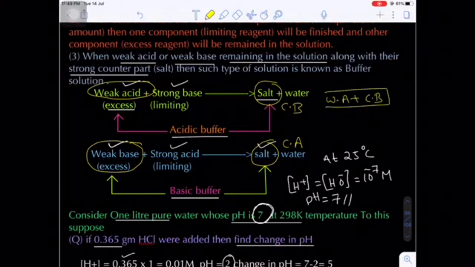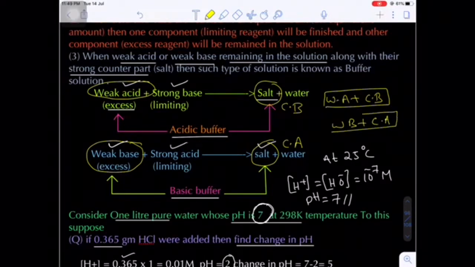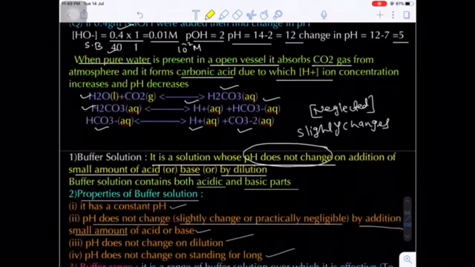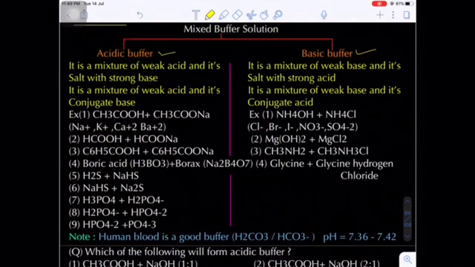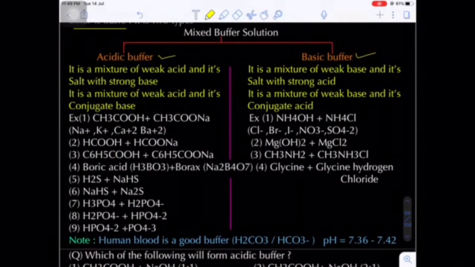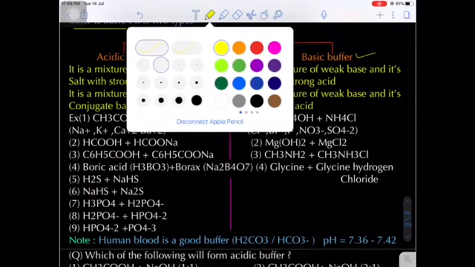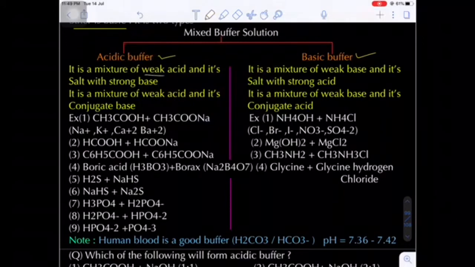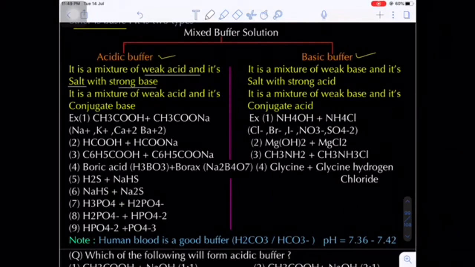That means a weak acid plus its conjugate base is called an acidic buffer, and a weak base plus its conjugate acid is called what? Basic buffer. So there are two types of mixed buffers. Number one, acidic buffer. Number two, basic buffer. Now what is the definition of an acidic buffer? It is a mixture of a weak acid and its salt, nothing but the conjugate base.